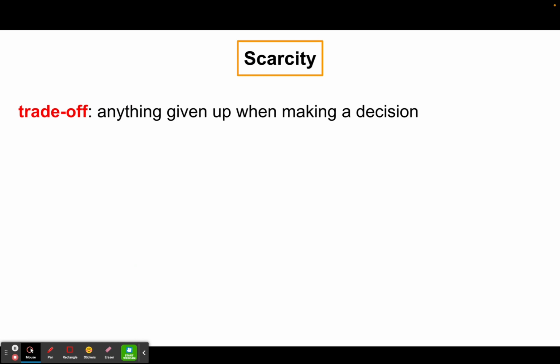For example, if you decide to go to college, you're giving up going into the workforce right away full time and all the money and benefits that come with that. But if you decide to go into the workforce full time, you're giving up that experience that you get on a college campus. And so you have to make choices. But what economics teaches us is that it's important to think about not just what we get when we make a decision, but the trade offs, anything that is given up when making that decision.